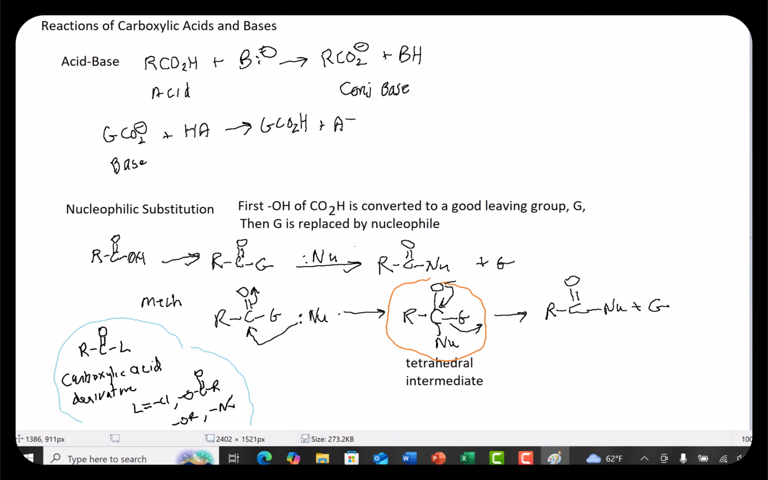This species isn't a stable compound, and in a follow-up step, it will eject a leaving group. In my illustration here, that's given by the symbol G. And that gives you the nucleophilic substitution. So the leaving group gets replaced by the nucleophile in two steps. It involves the formation of an intermediate species called the tetrahedral intermediate. Okay, let's look at the next general reaction.